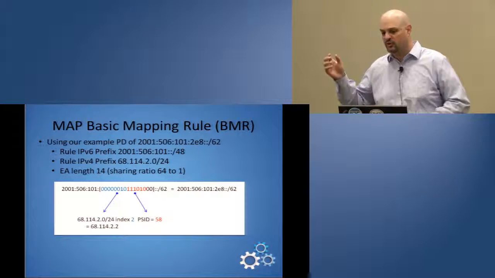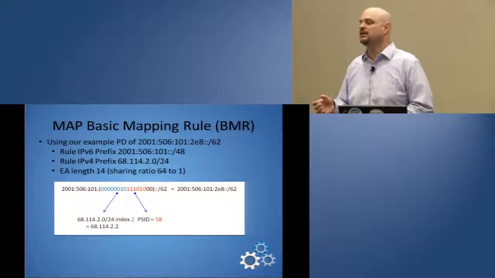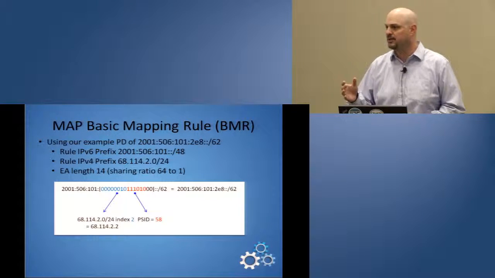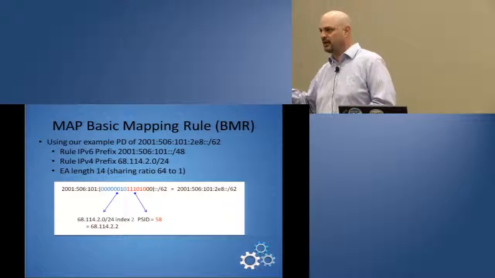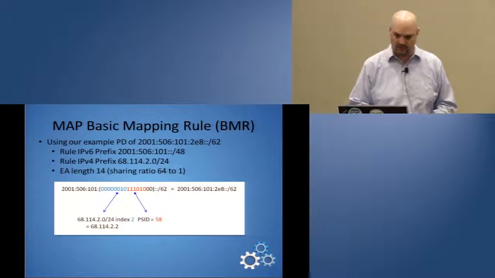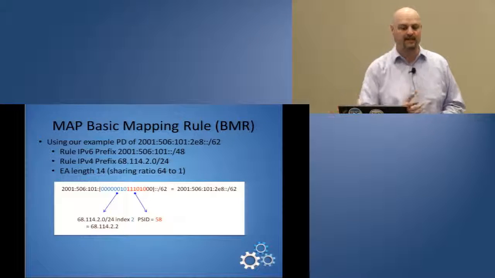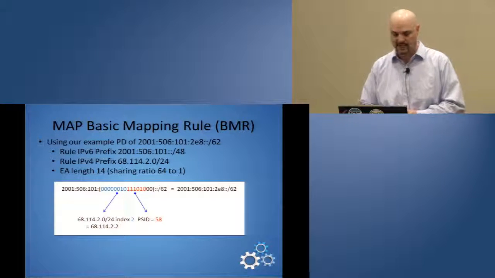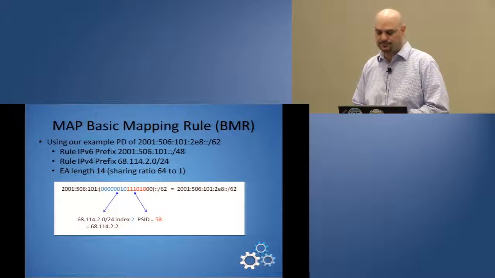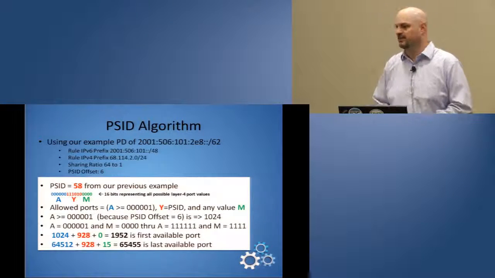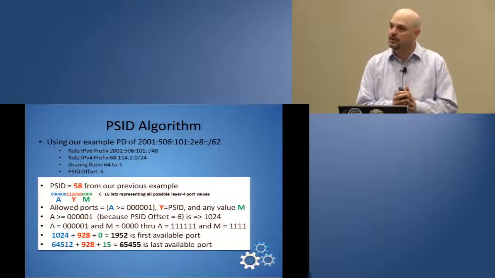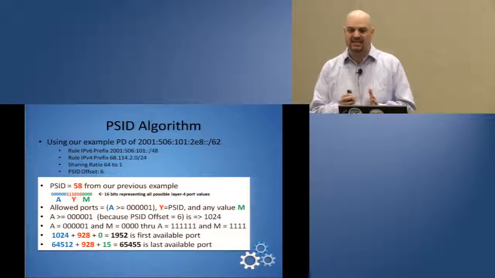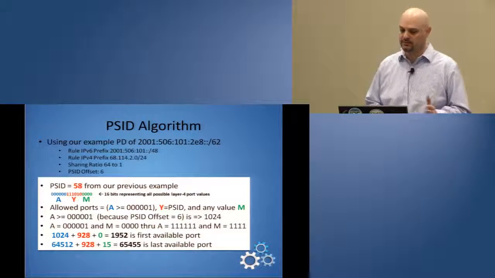So for every customer, you're not having to teach your DHCP server how to sling PSIDs. All it needs to know is how to sling prefixes. Just do your prefix delegations, and that will imply the PSID that you get and allow you to calculate it. Once you have your PSID, how do we know what ports we need to use? This is where PSID offset comes into play.